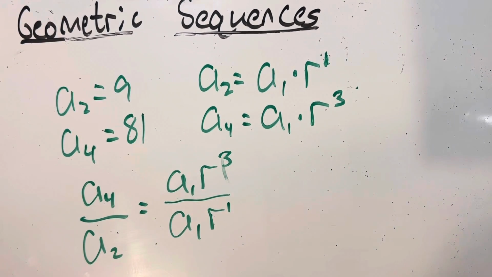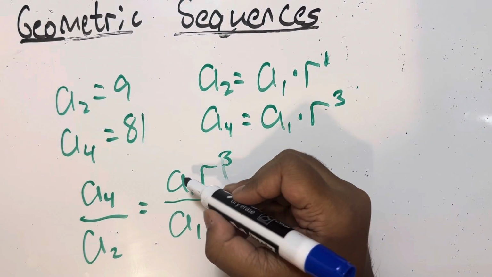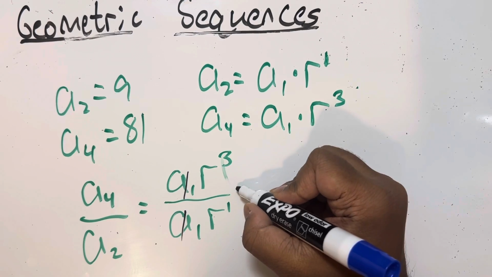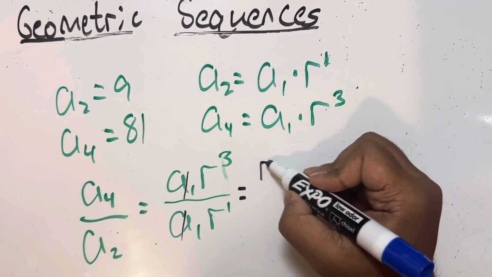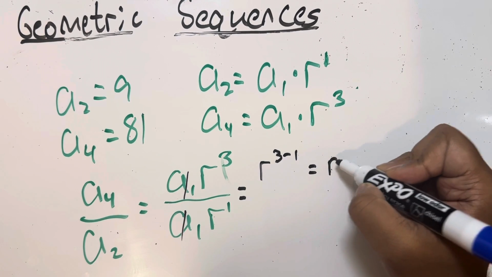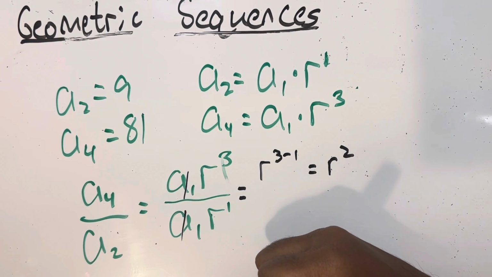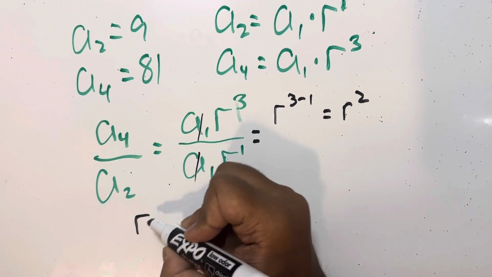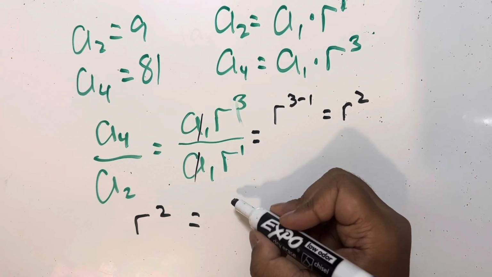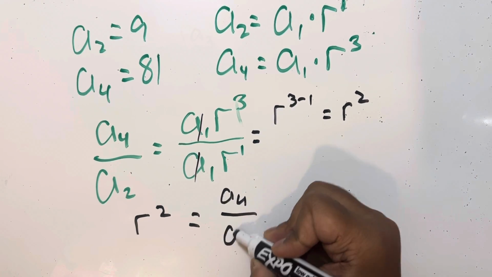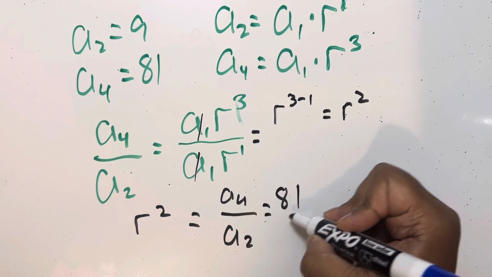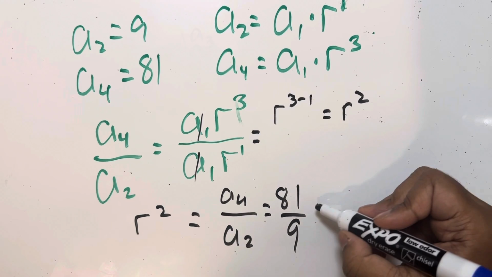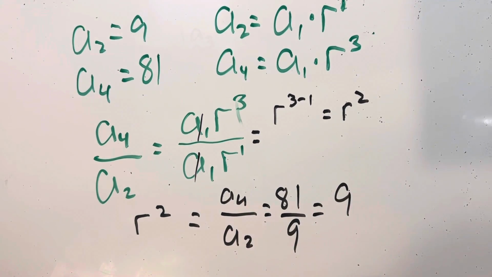Now, if I remember my exponent rules properly, a of 1 over a of 1 cancels out. This equals r to the 3 minus 1, which is just r squared. Okay, now I'm going to substitute in the values. R squared equals a of 4 over a of 2, which is 81 over 9, which gives me 9. So r squared is 9.